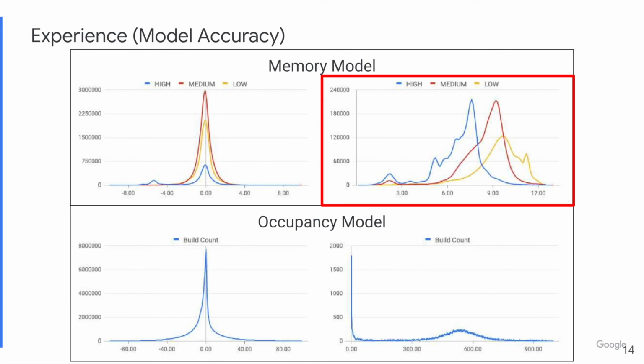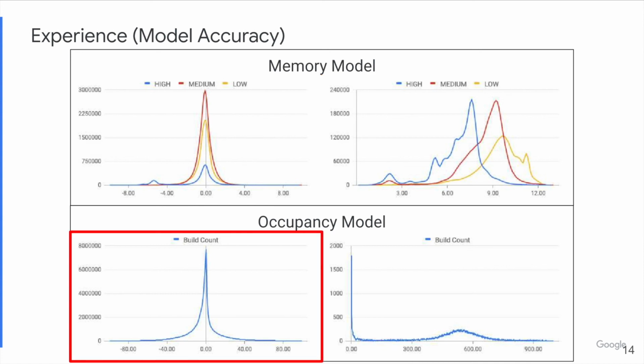In the second graph, the x-axis is the actual memory usage in gigabytes, and the y-axis is the build count. We can see that for high priority build, the spike is at around 7 GB. For medium priority build, the spike is around 9 GB, and for low priority build, the spike is around 10 GB, which is expected because we set a 7 GB cutoff for high priority build, 9 GB cutoff for medium priority build, and 10 GB cutoff for our low priority build.